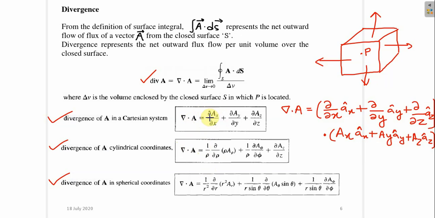So it is just simple to calculate the divergence. If any vector field is A, simply do the dot product of the del operator with the vector field, and you will get the divergence. It's very simple.